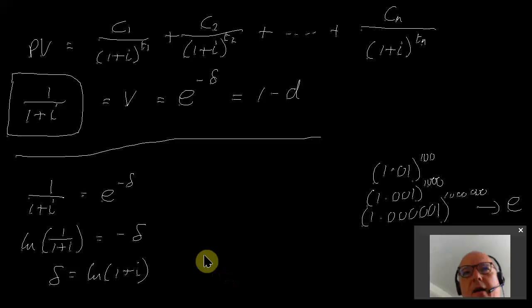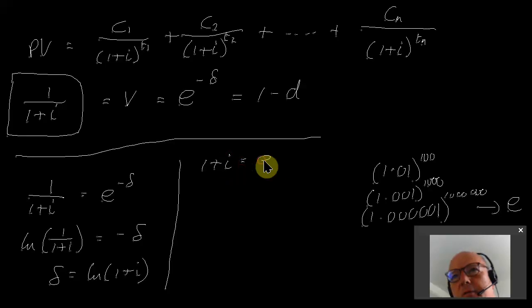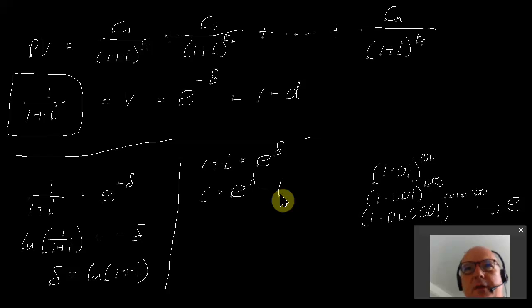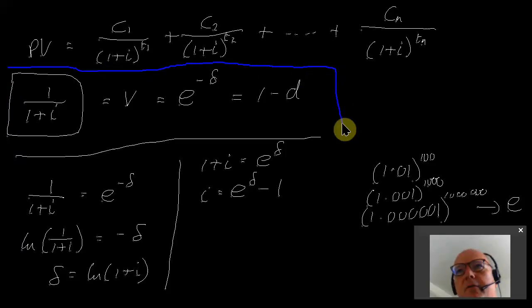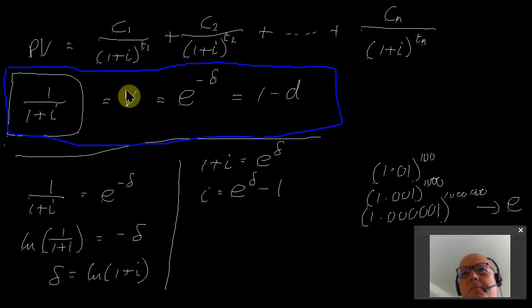Similarly, if I want to get i in terms of delta, just rearrange it. So 1 plus i is equal to e to the delta, and i equals e to the delta minus 1. I can easily get any form of interest from any other, and all I need to remember is this set of formulas here. And you'll just get used to using v when it's appropriate to use v. So that is what i, v, delta, and d are.